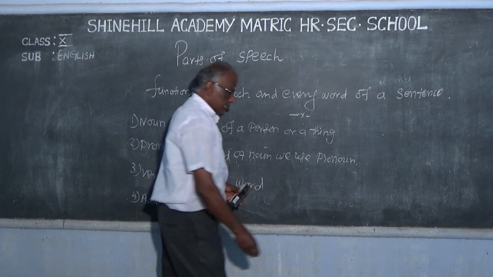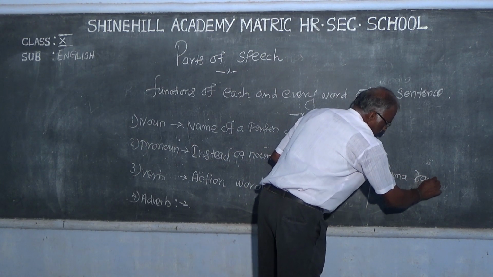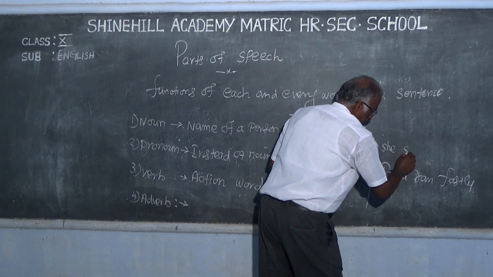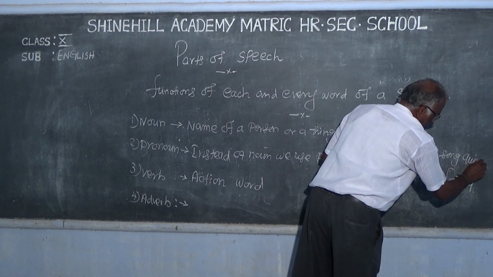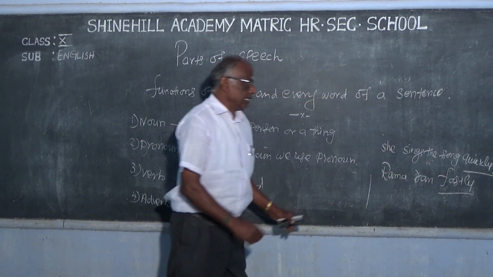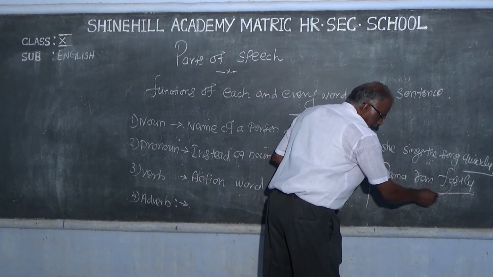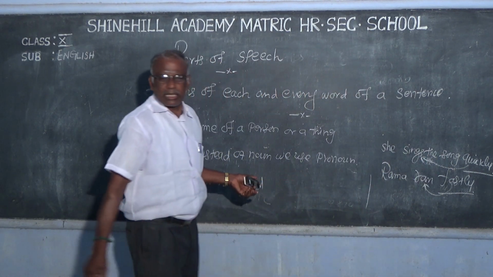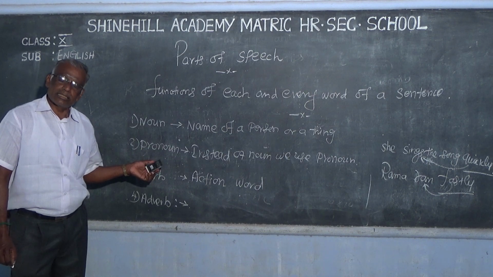For example, Rama ran fastly. She sings the song quickly. Like this. So fastly, quickly, these are the adverbs because they qualify the action word of the sentence. That's the function of adverb. That we had already taught in the 9th standard itself. This is just a reminder.